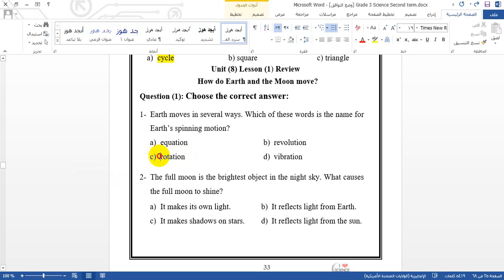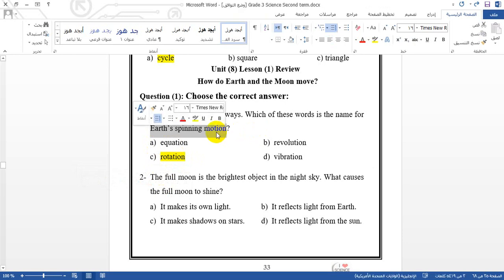Okay guys, we should write here rotation. So write here rotation. What does it mean? If Earth spinning motion, it means what? Rotation, guys. Okay, so Earth spinning motion means rotation.